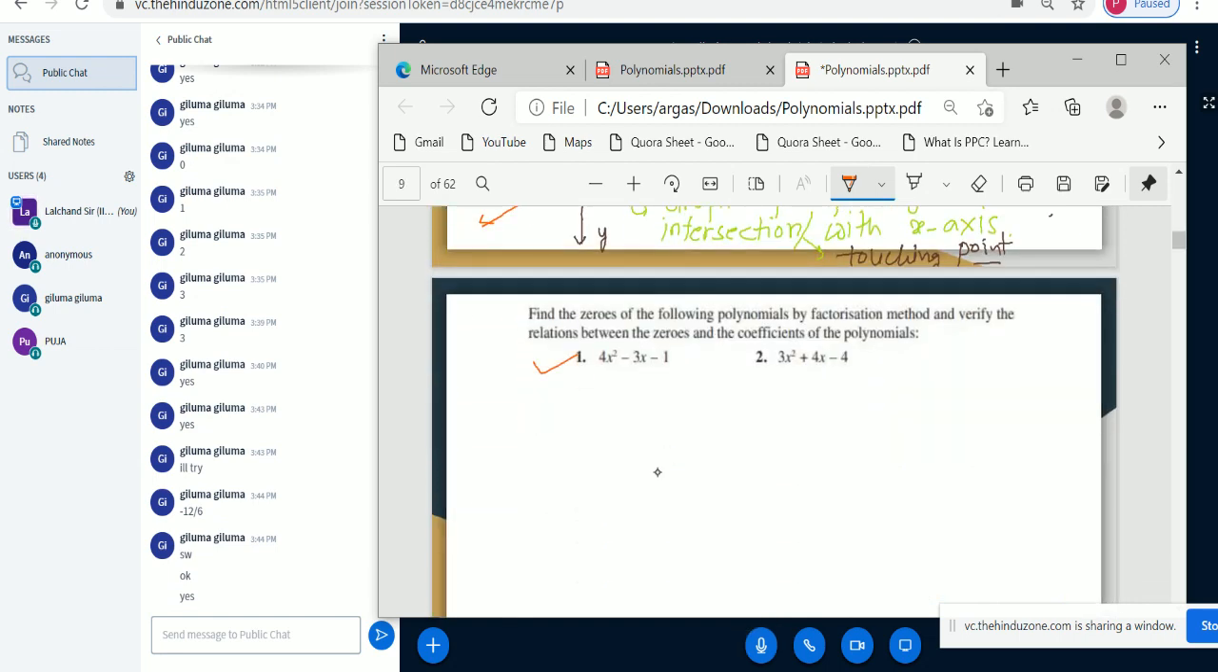Now try to solve these two questions. For the first question, you have to do the same thing. First find the zeros, then verify the relation. Just solve the first question and take the second one as homework. Okay, try that by yourself, and try this now. The first one.